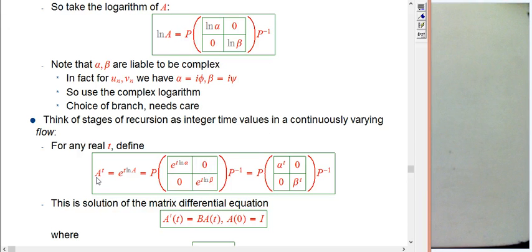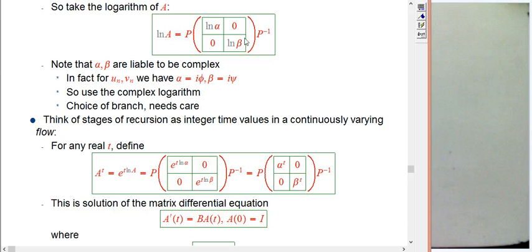So here's what we do. For any real t, we can define A to the t-th power. Another really cool thing to do: take a matrix to a real number power. So a 2 by 2 square matrix to the π-th power. It makes sense. As usual, what you do is you use an exponential to define that. You define it as e to the t ln A.